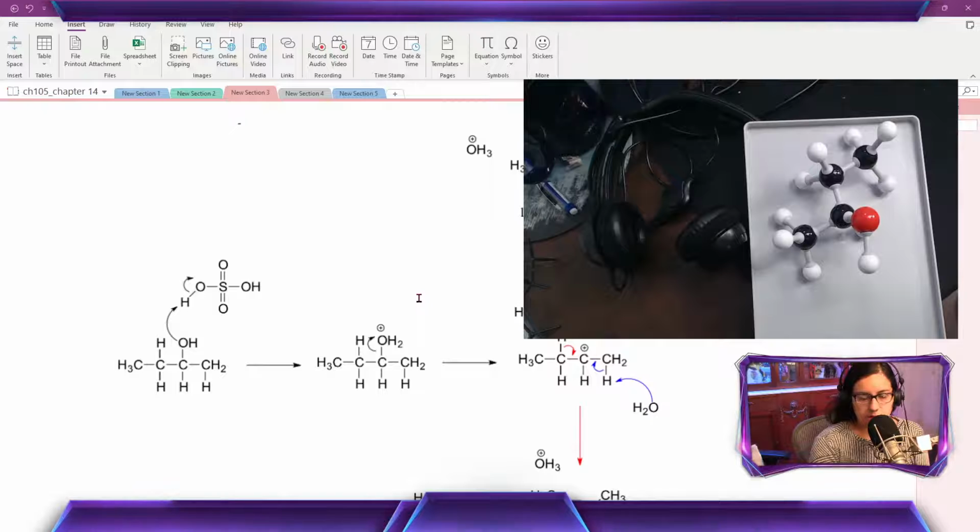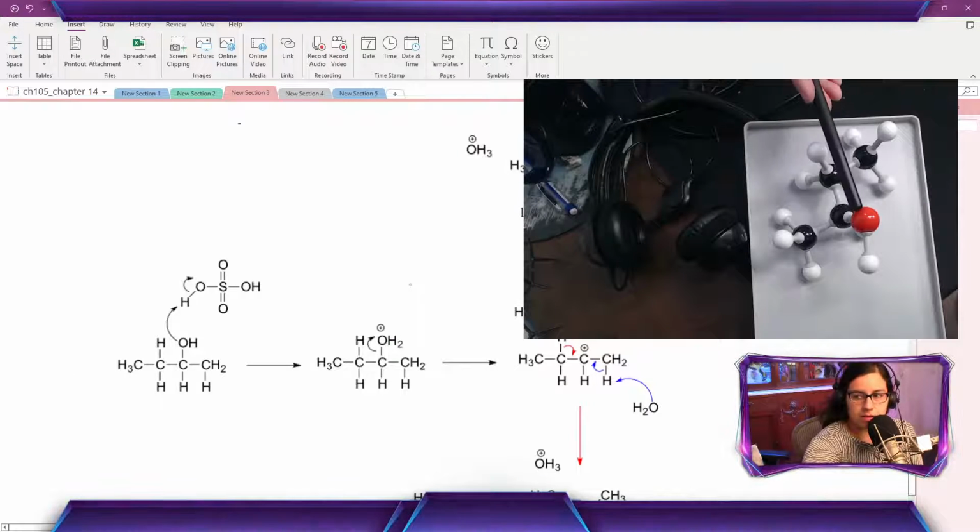Now let's look at our mechanism. Again, the first step is that this gets protonated. So now that's ready to leave. But then if we're looking at this mechanism, this is protonated.